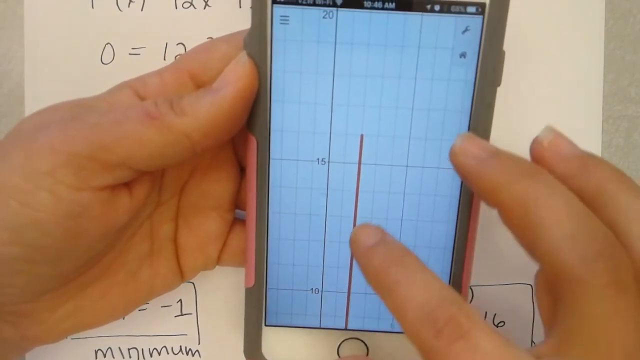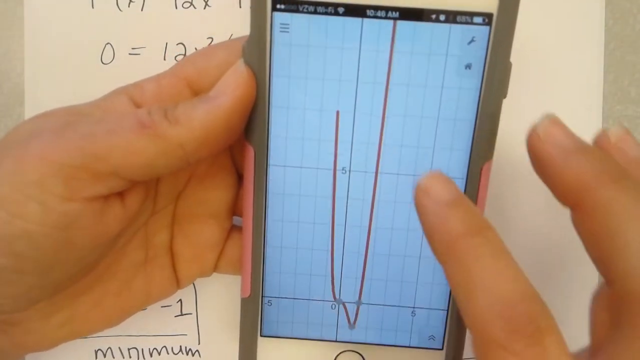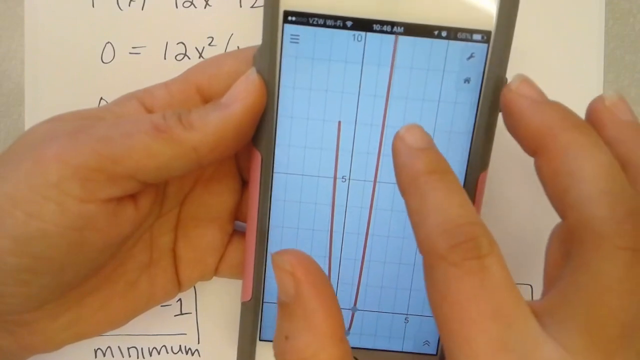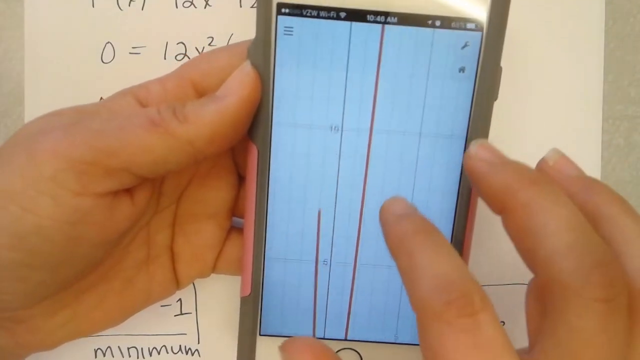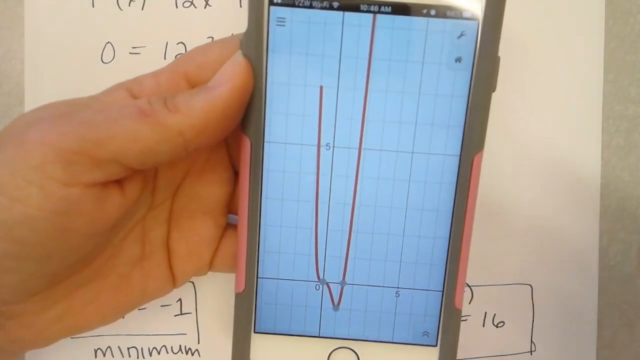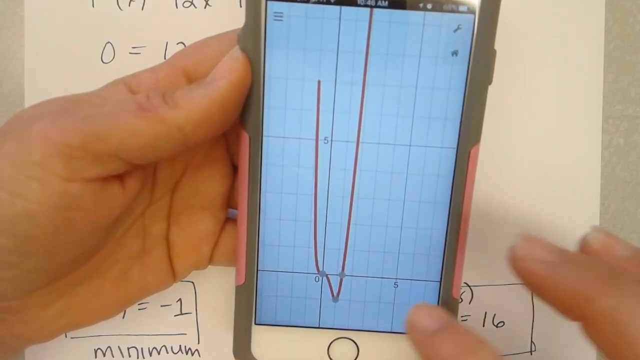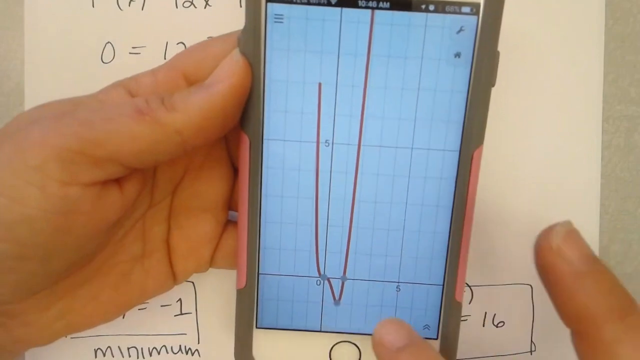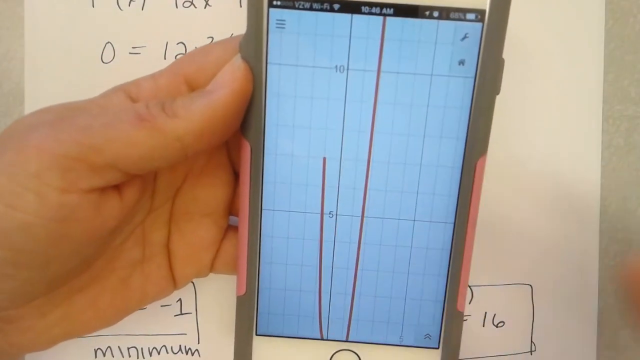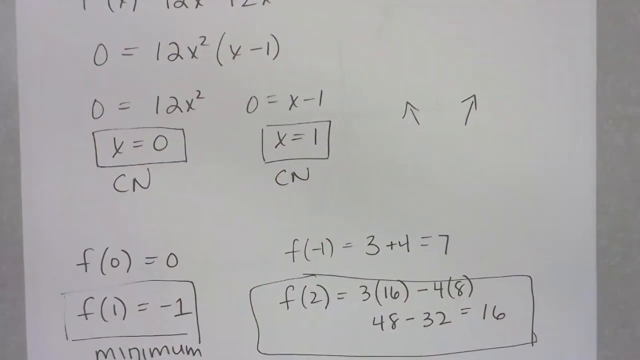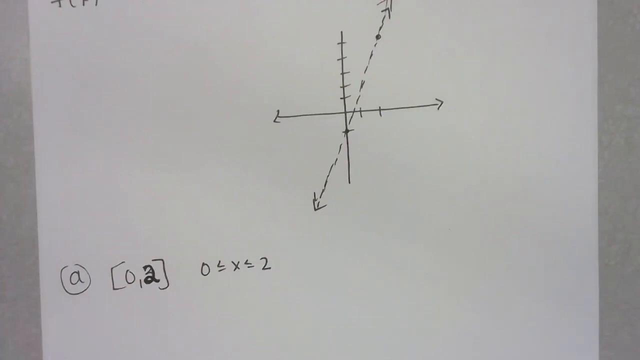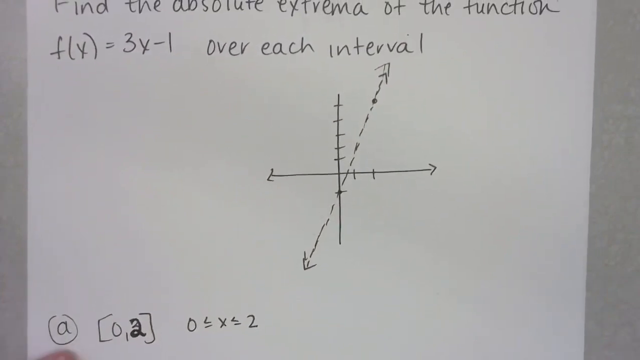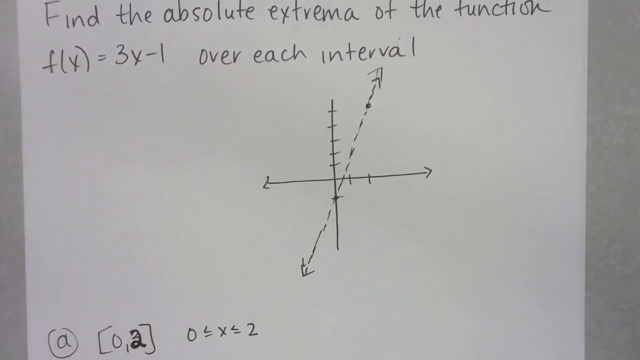Okay, so I'm not looking at the entire number line, I'm just looking at a piece of the graph. When I'm only looking at a piece, I'm guaranteed an absolute max and min, right? It's the very lowest point and the very highest point. All right.